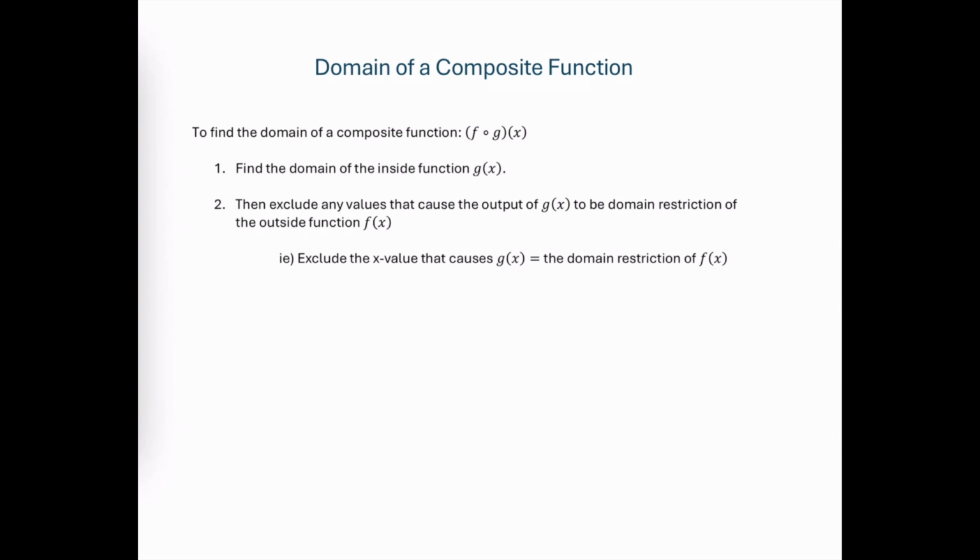To find the domain of a composite function, it is a two-step process. First, we find the domain of the inside function. A composite function is one that is nested, and the inside function is going to operate on an input value first. So whatever that input is has to be an allowable input for the inside function. Then we have to figure out who passes through g to become the domain restriction of the outside function and exclude any of those values.